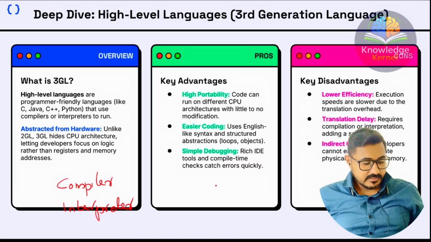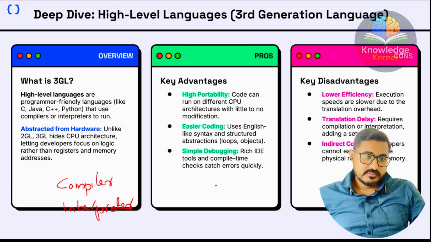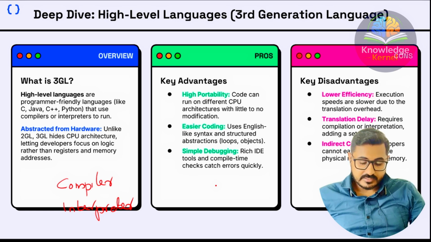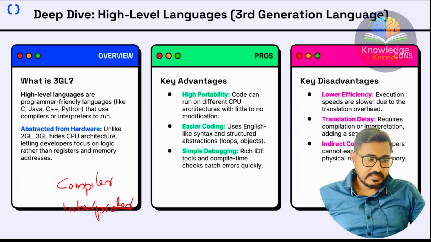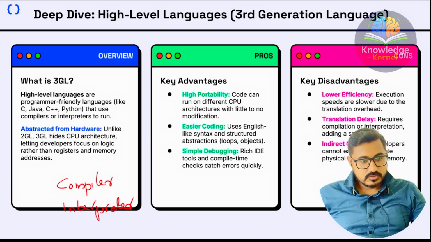There are certain advantages for high-level languages. First of all, they have high portability, because they do not require a separate hardware architecture. The program you write for a particular hardware can be executed on any type of hardware, since these programs are not hardware specific. Second, easier coding, because it uses English dictionary words and a structured method, and we use different kinds of loops, objects, etc., so coding becomes much easier compared to the previous generations.